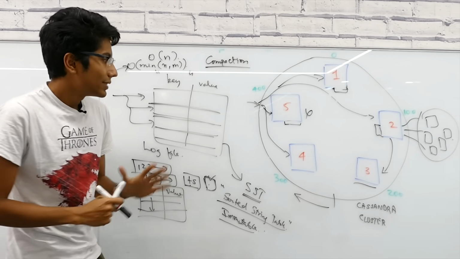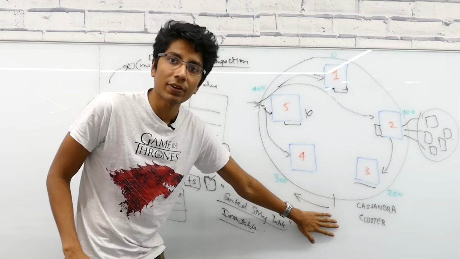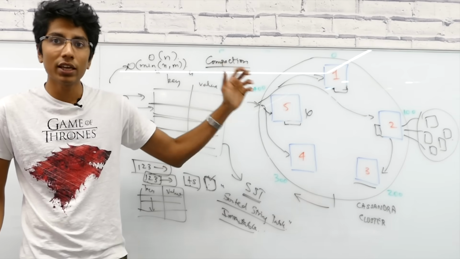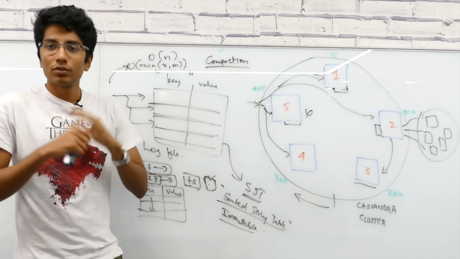So in general, this is how NoSQL databases work. We have picked up an example of Cassandra specifically, but there are a lot of concepts that are extensible to Elasticsearch, extensible to Amazon DynamoDB, and so on and so forth.